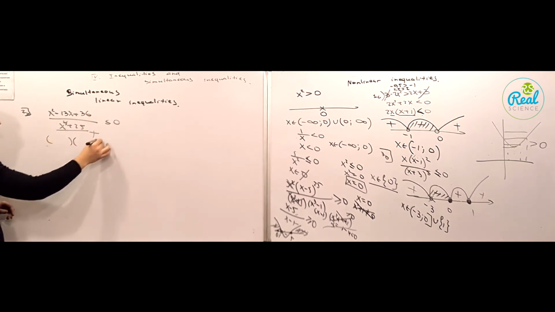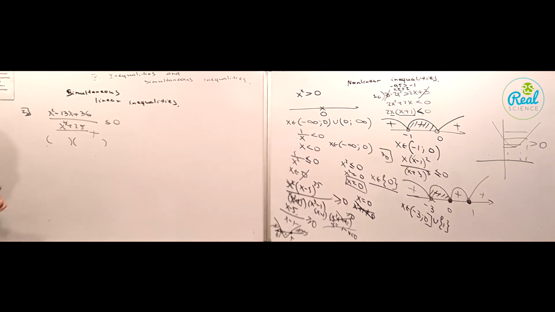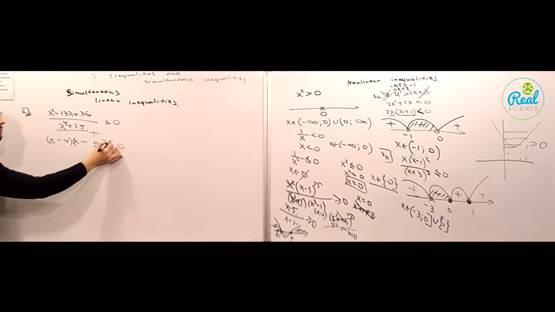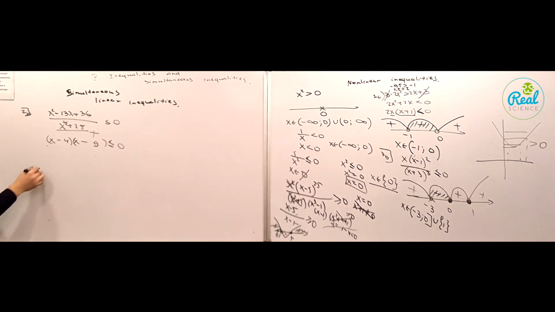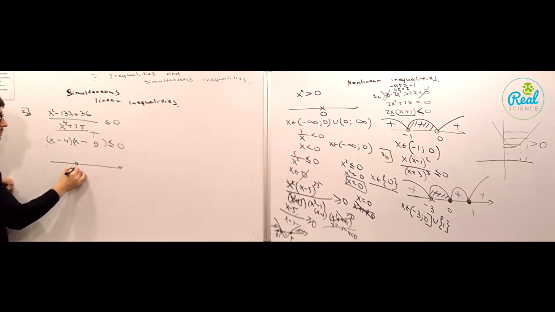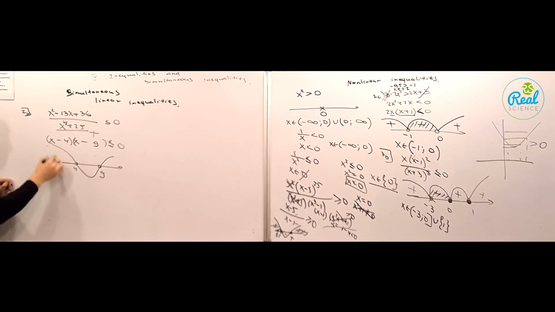Let's bring them into brackets. How will we bring it into brackets? It starts with x, right? Minus 4, minus 9, equals to 0. So we use the method of intervals. 4, 9. You can draw like that, or you can draw like that.